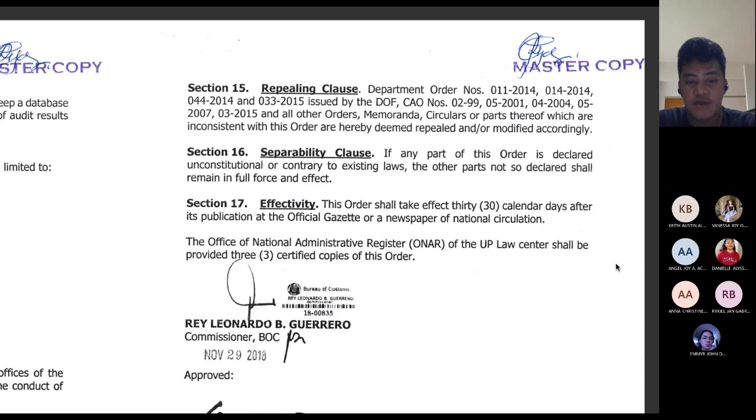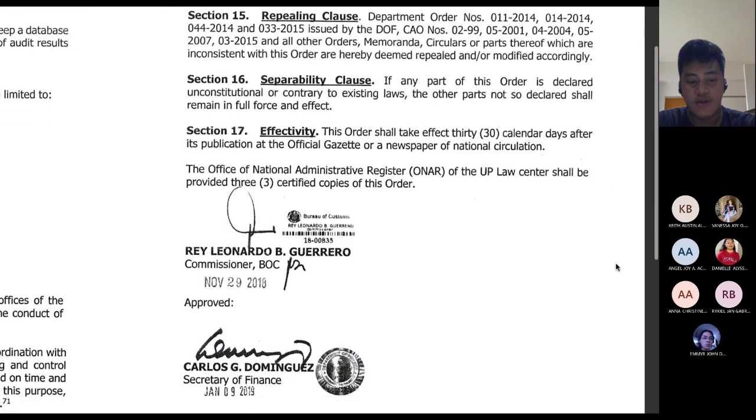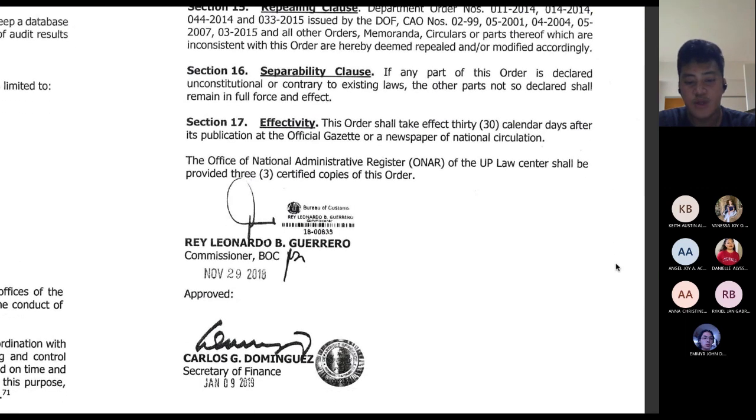Section 16, Separability Clause. If any part of this order is declared unconstitutional or contrary to existing laws, the other parts not declared shall remain in full force and effect. Section 17, Effectivity. This order shall take effect 30 calendar days after its publication in the Official Gazette or a newspaper of national circulation. The Office of the National Administrative Register of the UP Law Center shall be provided 3 certified copies of this order.